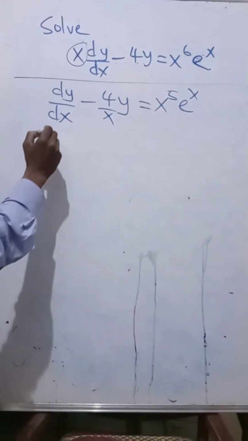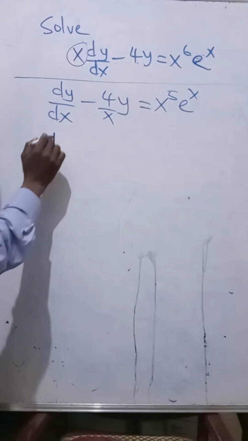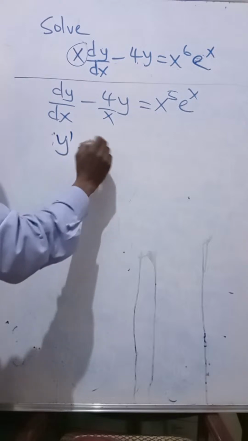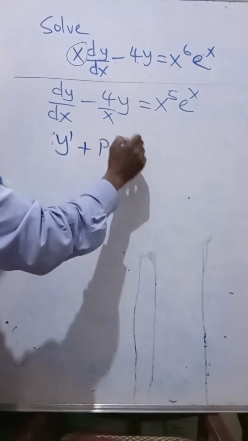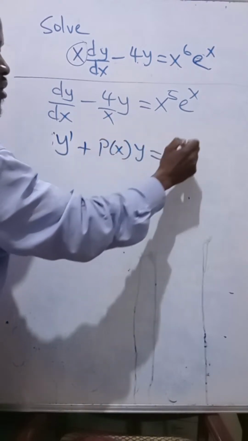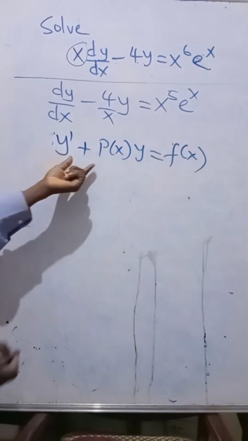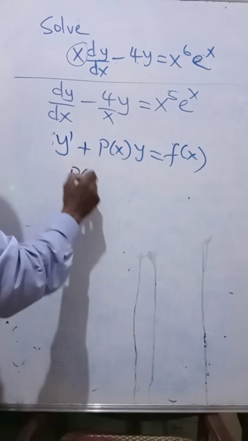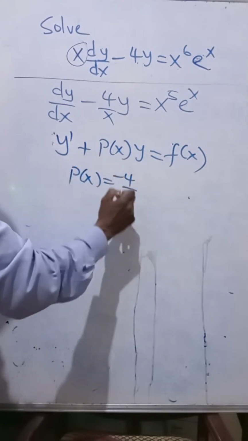And this now conforms to the standard format for a linear differential equation, where your p of x is equal to minus 4 over x.